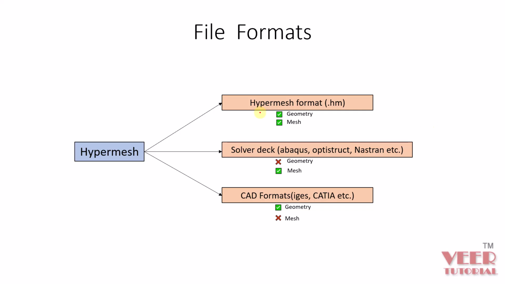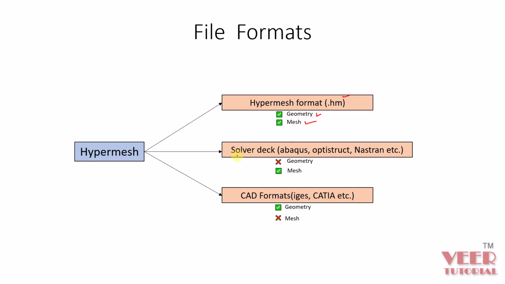So basically, there are three categories. The first category is the Hypermesh native format, that is the .hm file. That is the format of a Hypermesh file. This file contains information about both geometry and mesh.